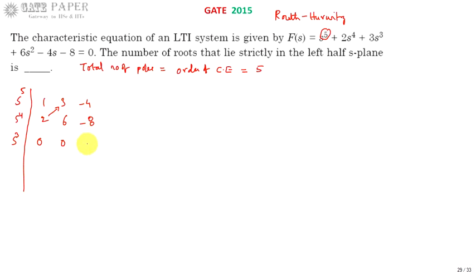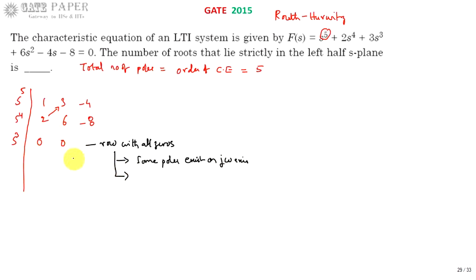So S3, what you got, is a row of all zeros. A row with all zeros says that some poles exist on the j omega axis, and their location also we can calculate, which we will see later. To know the number of right hand side poles, we must continue this Routh-Hurwitz criteria.